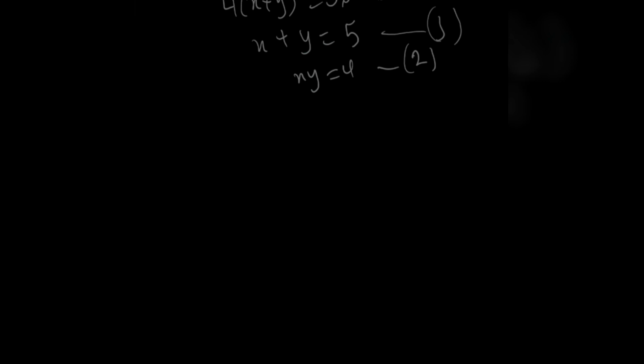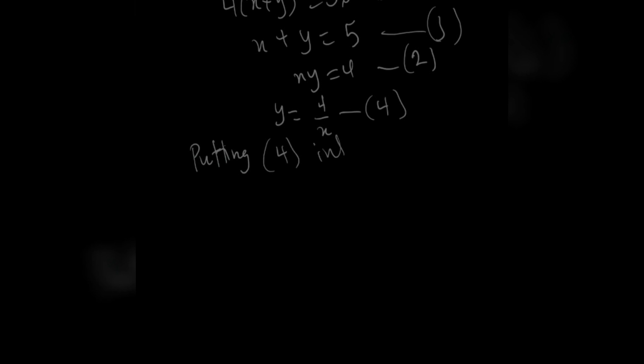I would like us to make y the subject from equation 2. So we get y to be 4 on x. Let's name it as equation 4. So we just have to substitute the value of y from equation 4 into equation 3, then we solve for x. So that will be x plus 4 on x equals 5.